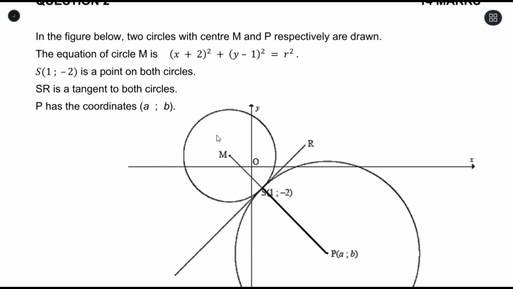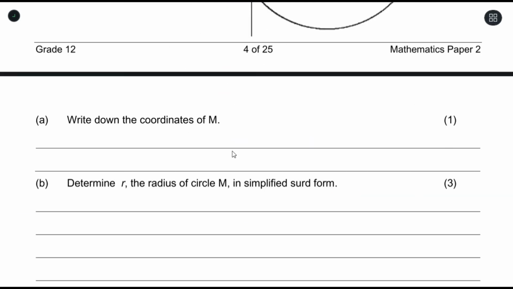Now M is the center of the circle, right? And we normally get it from here. The equation of a circle when the center is not at the origin looks like this: (x - a) squared plus (y - b) squared. So we can say that our a would be -2 from here, which is our x coordinate, and our b would be +1 from there. So our coordinates will be (-2, 1).